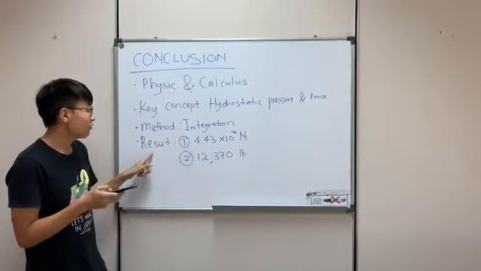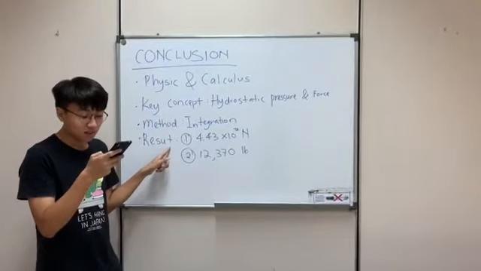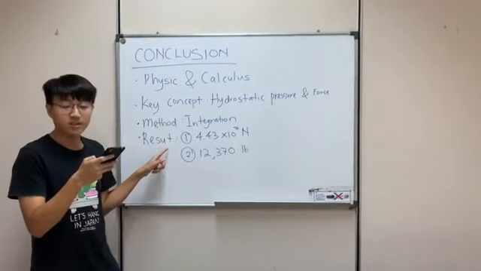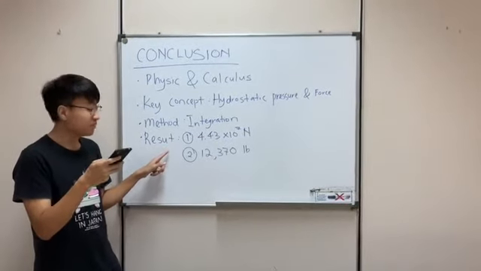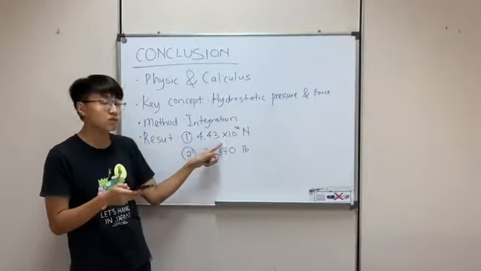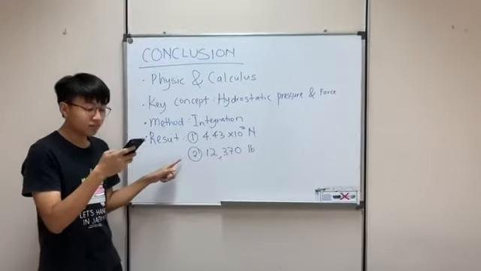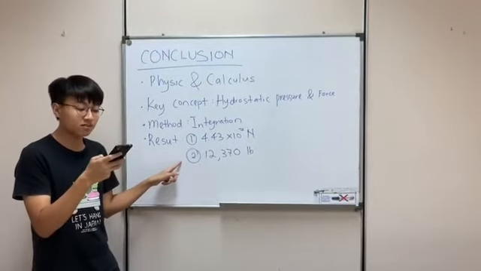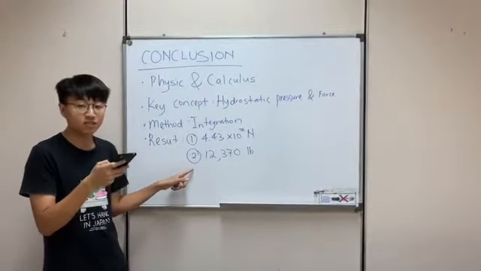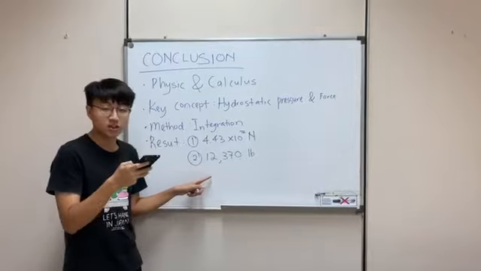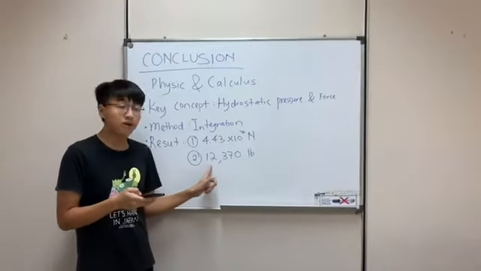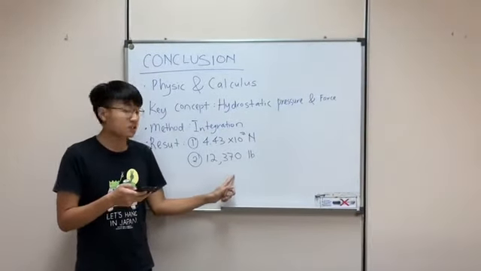And the results of our first example show that the hydrostatic force on the tank is approximately 4.43 times 10 to the power of 7 Newtons. And for the second example, the hydrostatic force on one end of the cylindrical drum is approximately 12,370 lb.